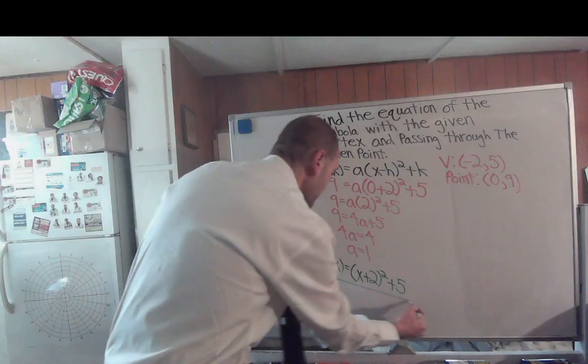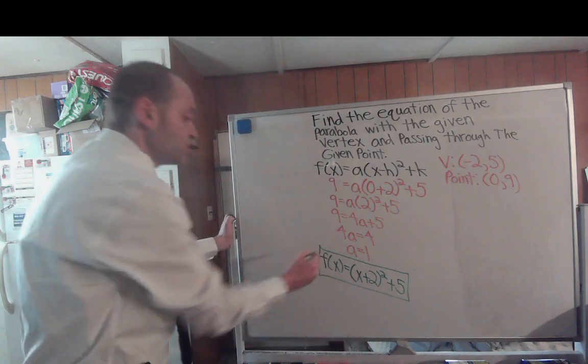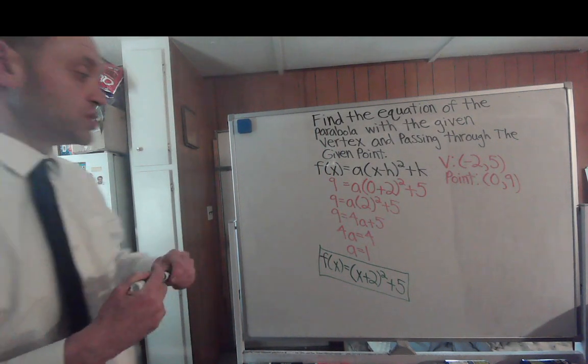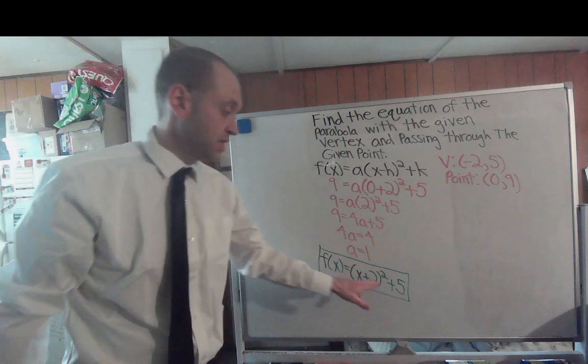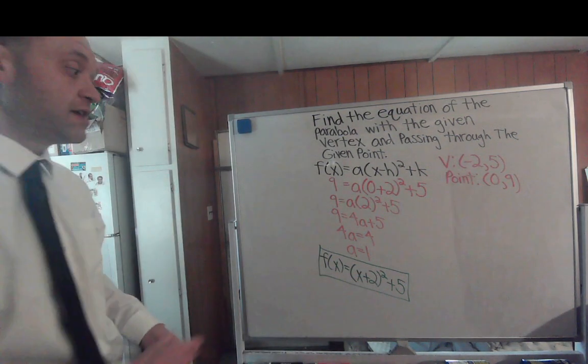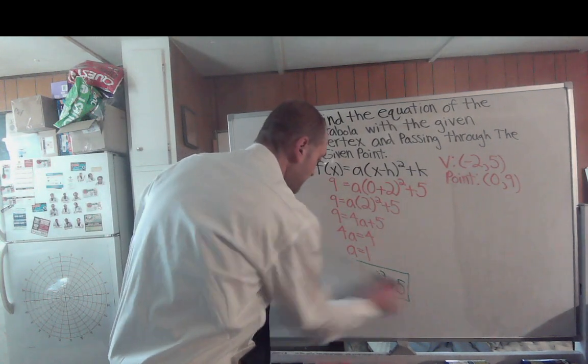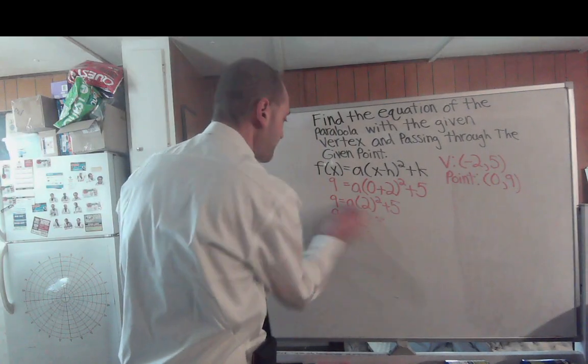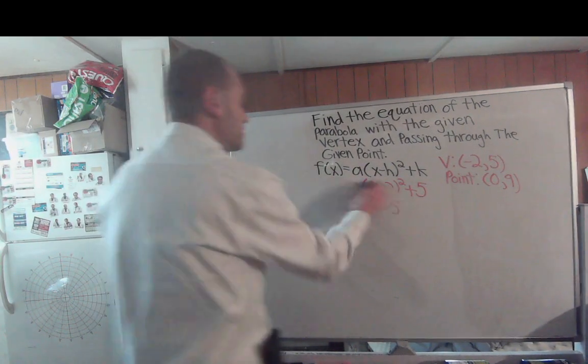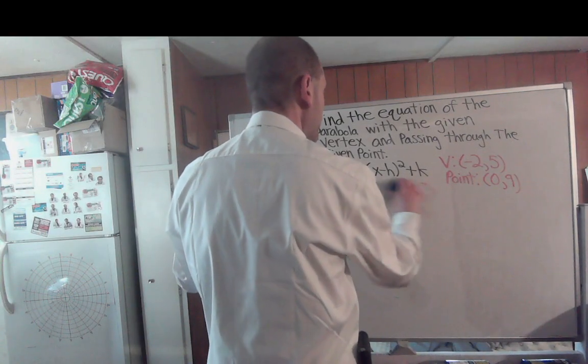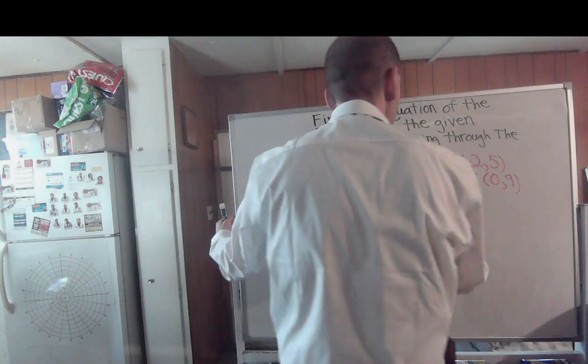So in this case, the particular equation of this parabola is going to be f of x equals x plus 2 squared plus 5. And I got plenty more. I'm going to keep that vertex form up there. That'll probably help you out.